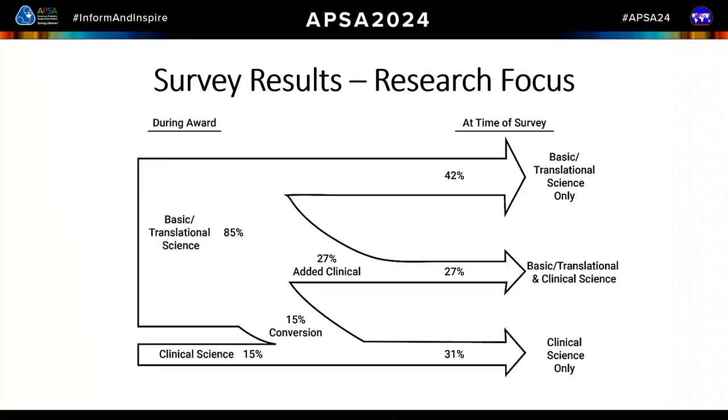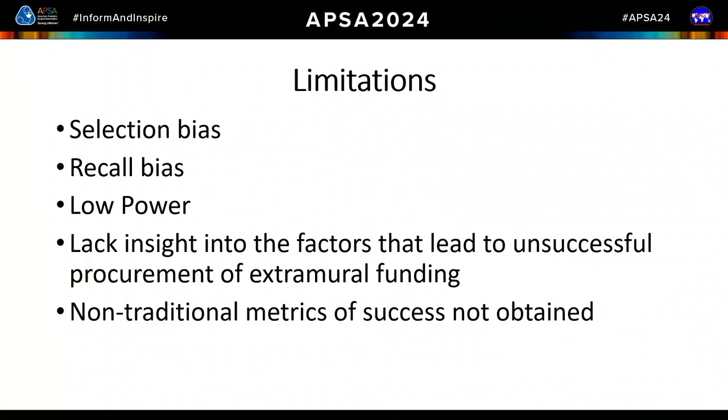Looking further at the research focus, we saw that 85% of the J. Grossfeld scholars studied basic and translational science during their award. However, 27% at the time of the survey had added a clinical focus, while 15% had actually converted their focus completely from basic translational science to clinical science.